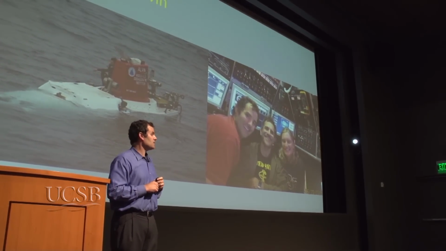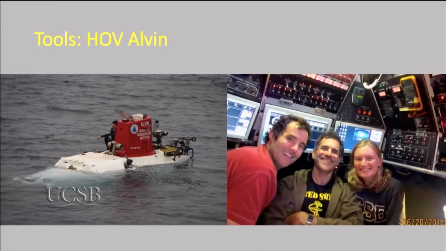So the first is the human-occupied vehicle Alvin, and this is the Alvin here. It's 18 tons. It will dive currently to depths of 4,500 meters. That makes accessible about 2/3 of the ocean floor. This is the inside of the sphere, and that's the chief pilot, and that's a UCSB undergraduate who got to go on that particular dive. Every dive you do a selfie.